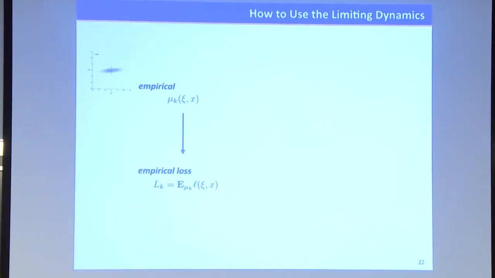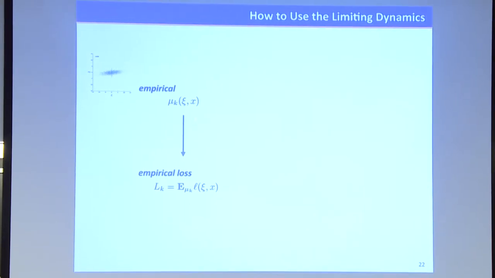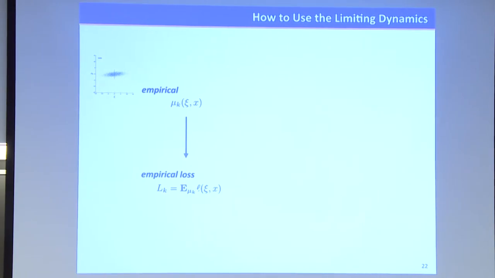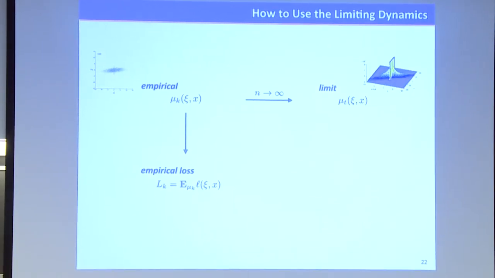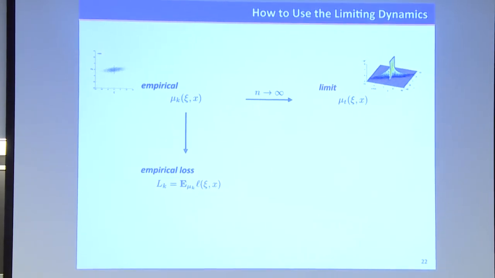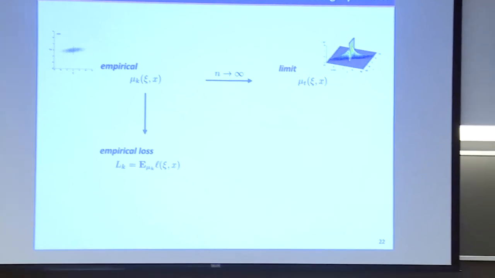How do we use the empirical limiting dynamics? If we have the empirical measure, as we said, any loss function can be expressed as an expectation of some function with respect to this empirical measure. We also know that as n goes to infinity, this empirical measure will converge to a limit, which we can numerically solve because it's a two-dimensional PDE. So we can very easily numerically solve for this limit. Then we pass to the limit: as n goes to infinity, the measure converges to the limit, then this function of the measure will converge to the limit, modulo certain technical details. So we can pass to the limit in this way, right?